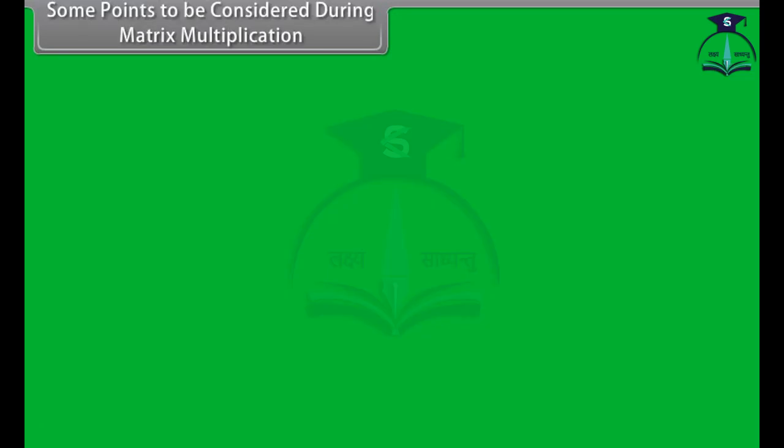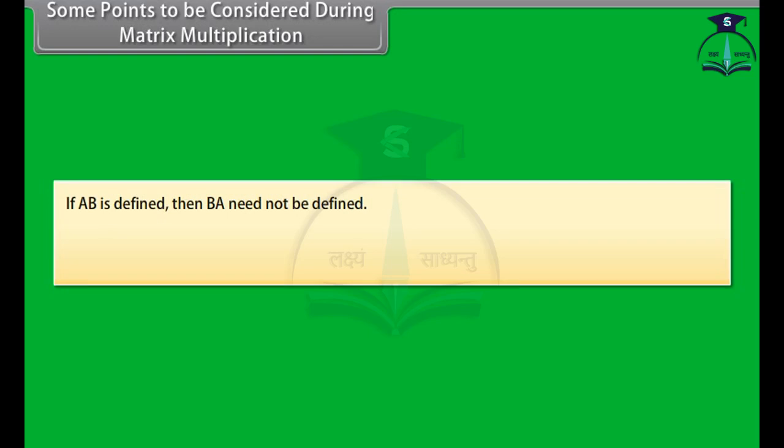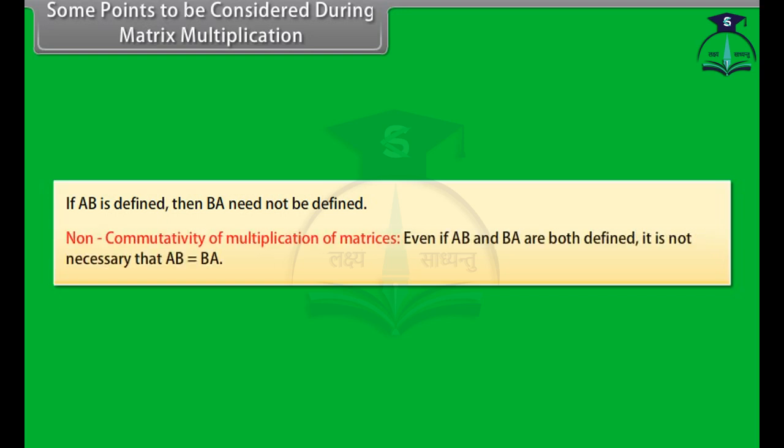Some points to be considered during matrix multiplication. If AB is defined, then BA need not be defined. Non-commutativity of multiplication of matrices: even if AB and BA are both defined, it is not necessary that AB is equal to BA.